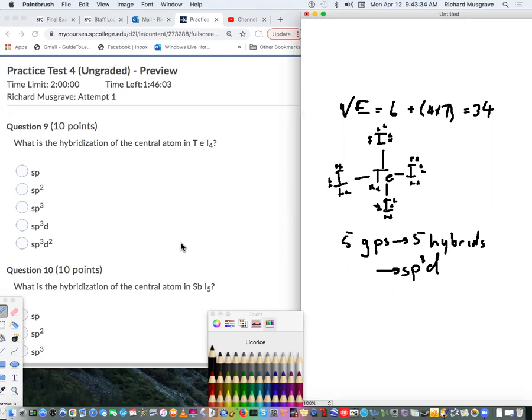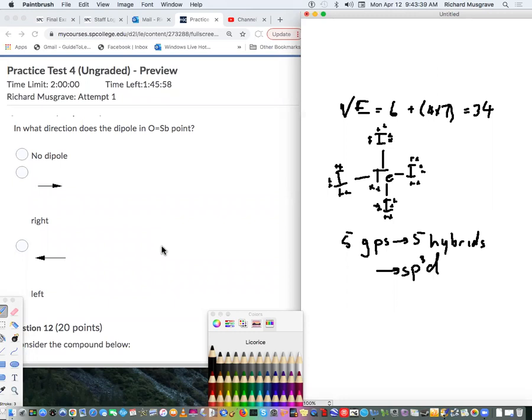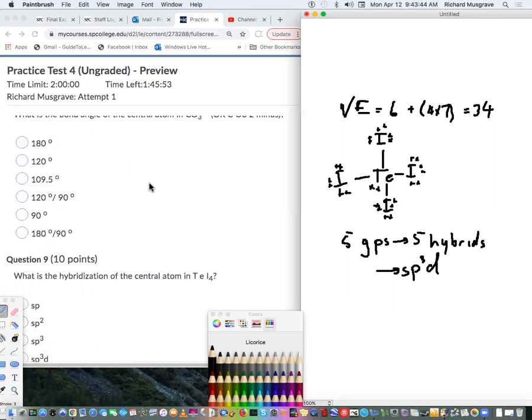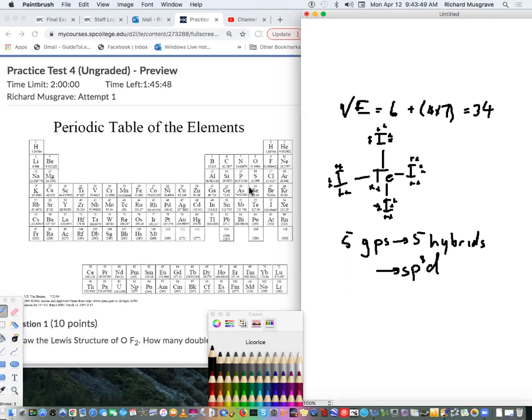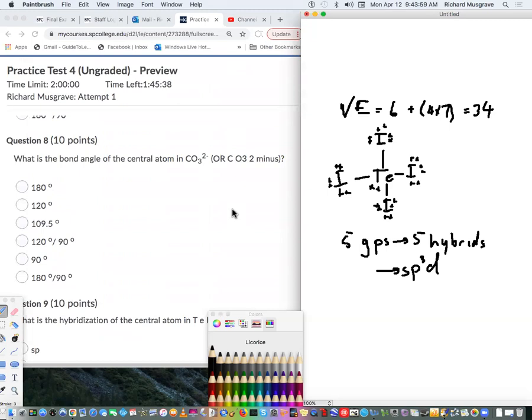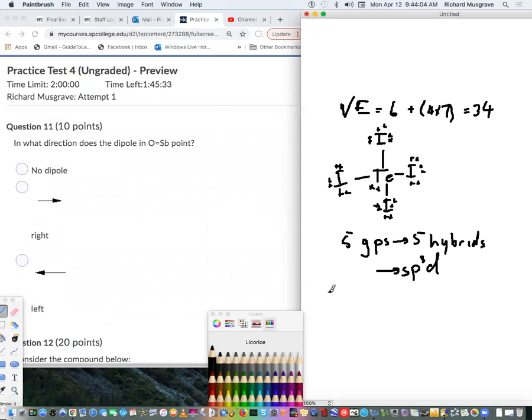Okay. All right, what direction does the dipole in OSB point? So what we're looking at here is if we've got O and SB, we go back up to the periodic table and we look at how close each one is to fluorine. The one that's closest to fluorine will be more electronegative. And out of those two, O is closer to fluorine than SB is. So when you're answering a question like this, don't worry so much about the double bond, but we get a delta minus on the O, a delta plus on the SB, which means the dipole will run from the SB to the O, always to the one that's more electronegative. So the answer would be left in this case.